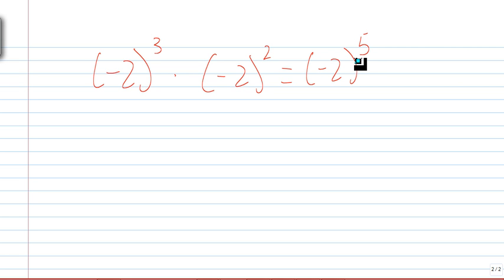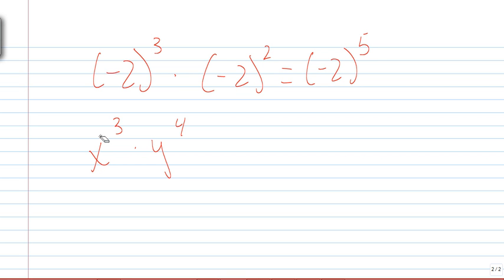Okay, let's get a little bit more challenging. Let's say I have something like x to the 3rd times y to the 4th. Now you can't do this because remember the product rule states that you have to have like bases. I don't have like bases here, so you can't do anything with this. So you would leave it the way that it is. You can't do anything with it.